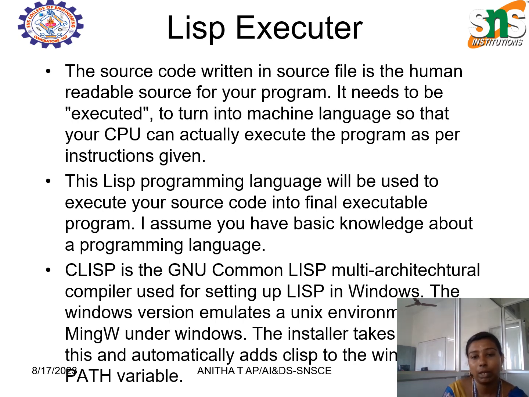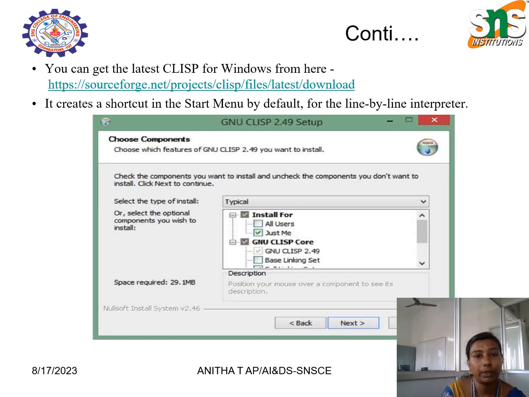Then, CLISP is the GNU common Lisp multi-architectural compiler used for setting up Lisp in Windows. The Windows version emulates a Unix environment, MinGW, under Windows. The installer takes this and automatically adds Lisp to the path variables. And this is Lisp for Windows. You have to download Lisp from the following link, and it creates a shortcut in the start menu by default for the line by line interpreter.